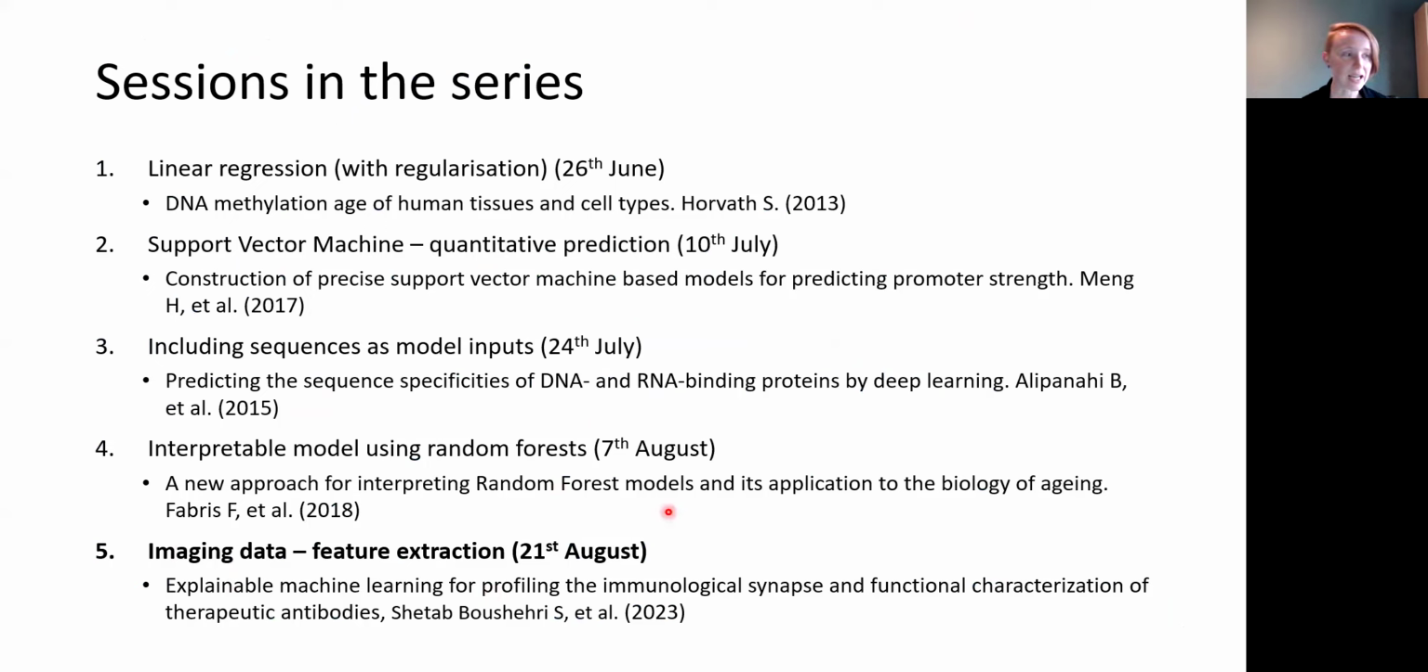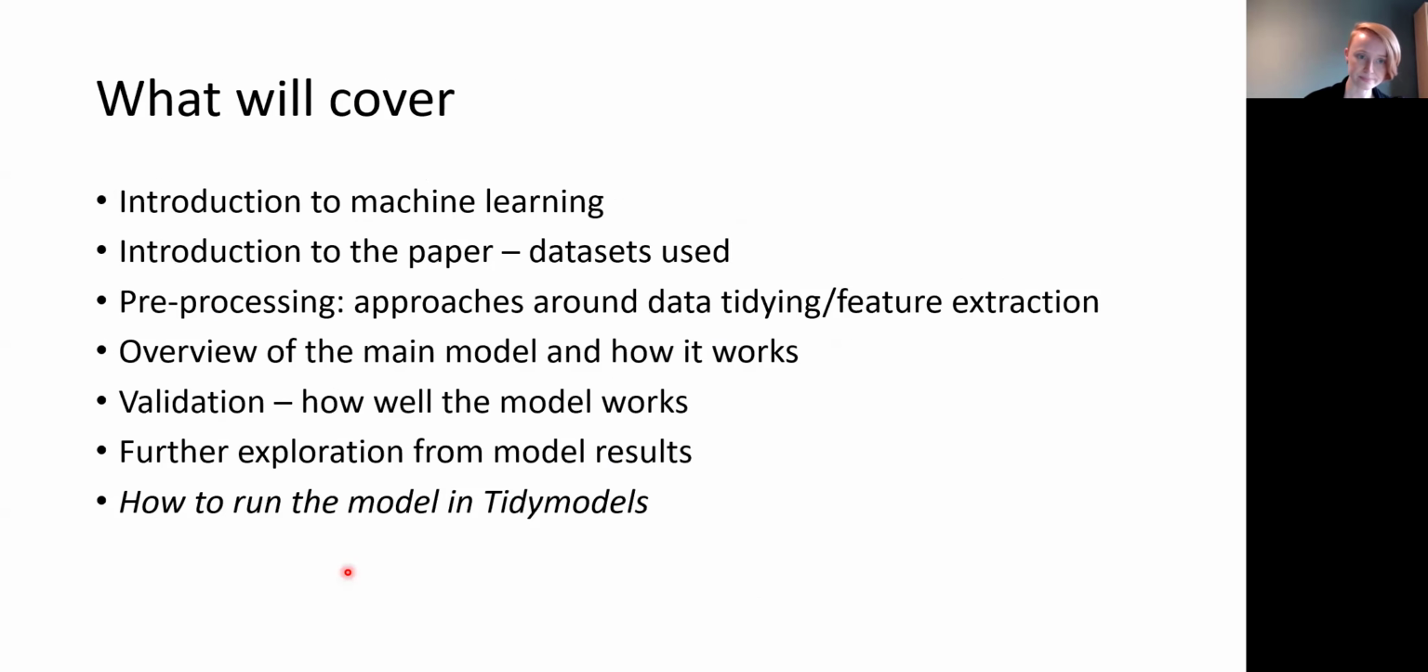Today we're going to be looking at imaging data and some feature extraction from that, using this paper down here, looking at explainable machine learning for profiling the immunological synapse and functional characterization of therapeutic antibodies. As with previous ones, this is not a journal club, but we're using it as a basis for discussions around the approaches that they've used for their machine learning within them.